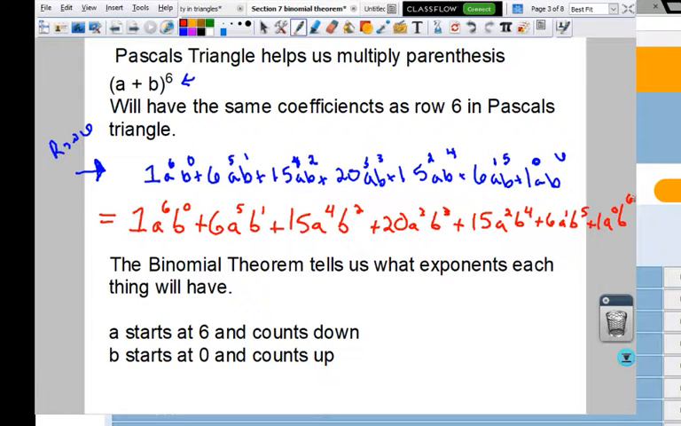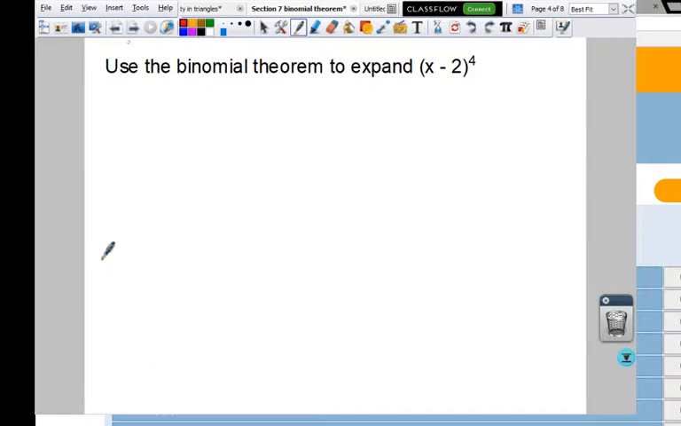Wait, let's do one together. All right, let's do more of a real one together now. We are going to do (x - 2) to the 4th power. You know how we did an A and B? x is kind of like our A. Negative 2 is kind of like our B. To start with, we need row 4 in Pascal's triangle.